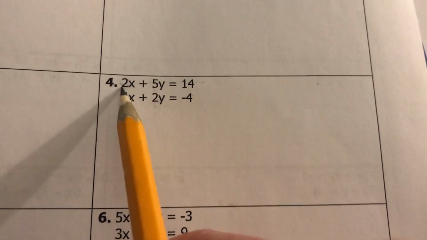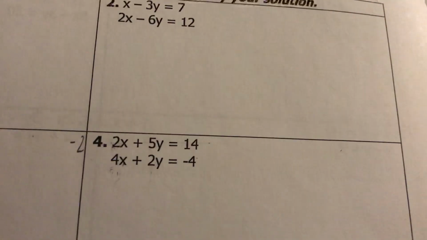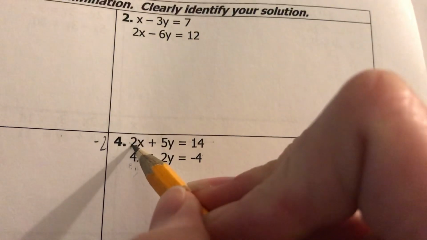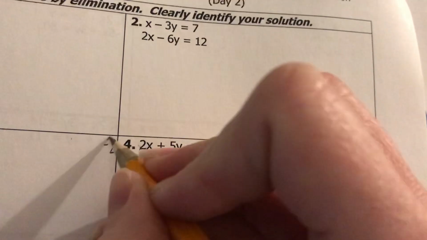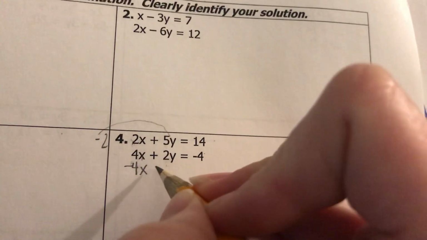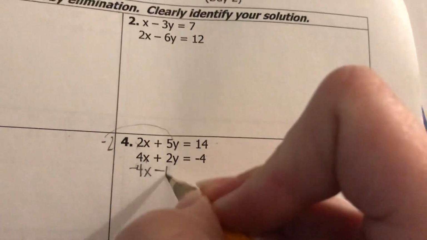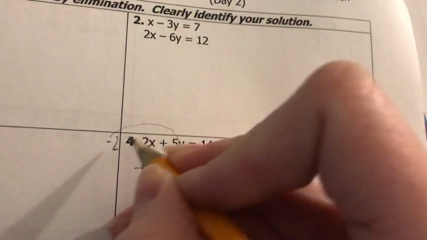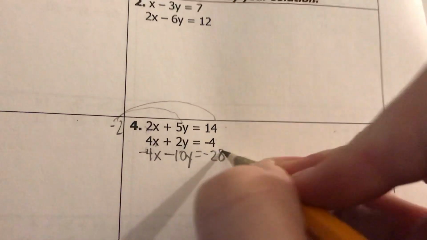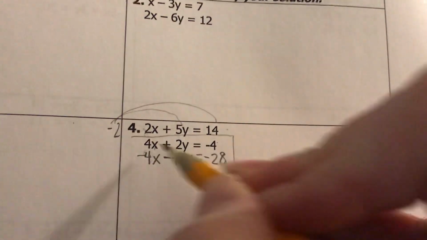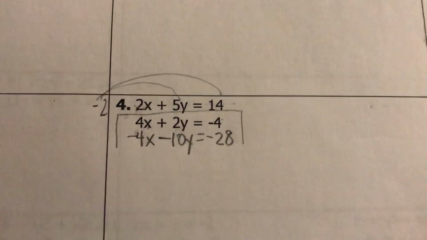So here we go. I'm going to multiply everything by negative 2. So negative 2 here gives me negative 4x. And if I take it over to here, I'm going to get negative 10y. And over here is negative 28. So now I'm going to look at adding these two.